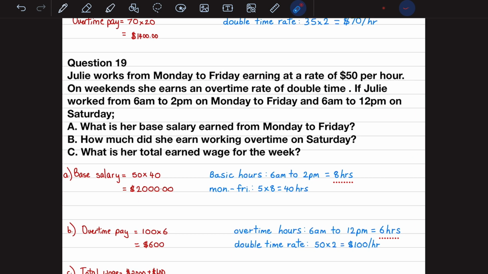19. So we have the overtime, but we also have the base salary this time. So Monday to Friday, 6 a.m. to 2 p.m., that's 8 hours. 8 hours for 5 days will give us 40 hours. 40 hours at, is it 50? Yes, $50 per hour. So 50 times 40 is $2,000. Overtime now. So his overtime rate would be double time, which is 50 times 2 is $100 per hour. That's 6 a.m. to 12 p.m. He's working overtime, so that is 6 hours. 6 hours at $100 per hour will give us $600. So we add the base salary plus the overtime salary, and we will get the total earnings.